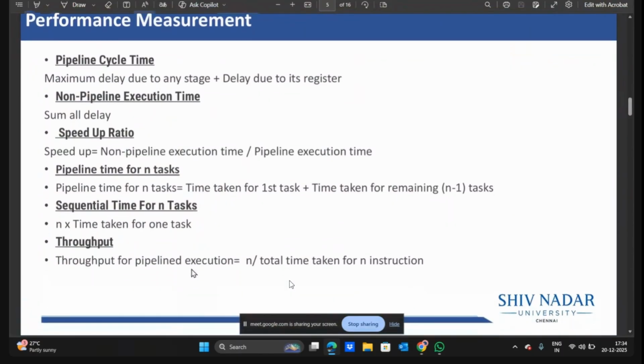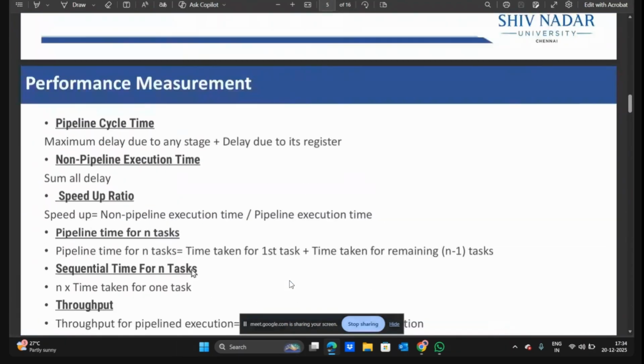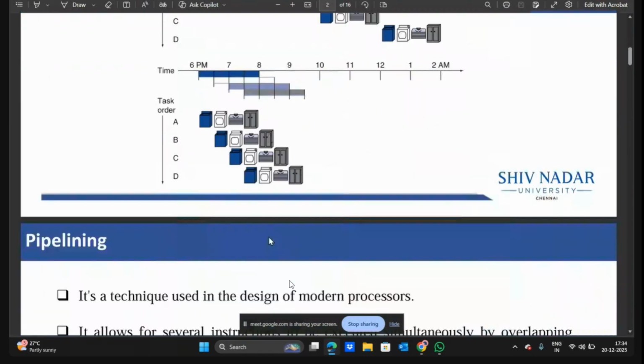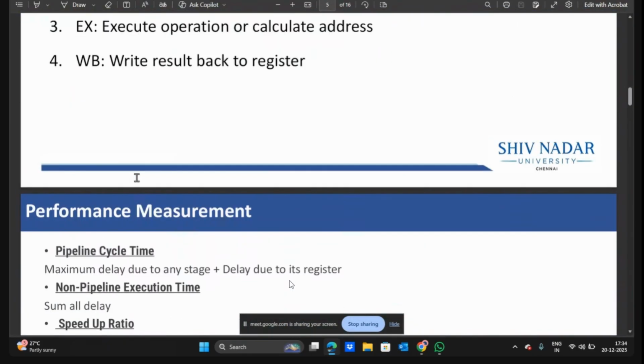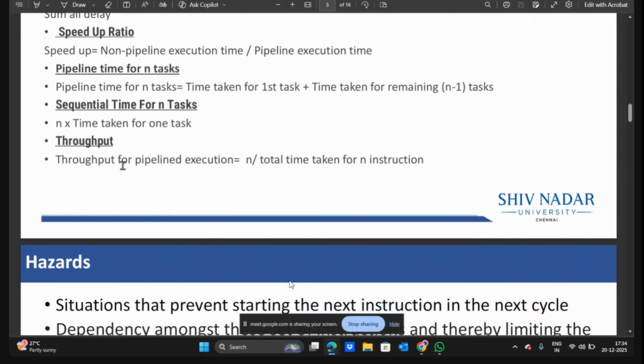This is pipeline time for n tasks. And sequential time is just, for the first task, you find the amount of time and multiply it by the number of people. For example, here A, B, C, D: the first washing takes, say, 2 hours, and here 4 people are there, so it will take 8 hours. That is just sequential time. And throughput, as I said, is the number of instructions, so it is calculated by n and the total time taken for each instruction.